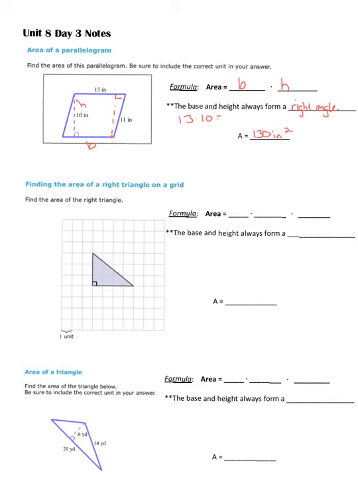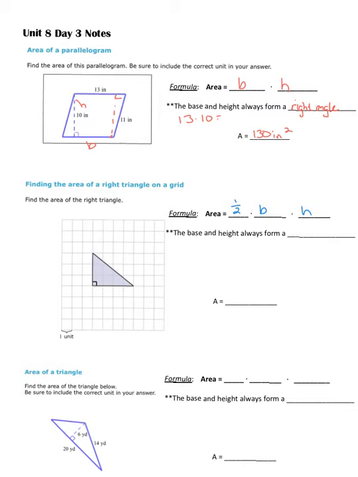Now, let's do the area of a right triangle on a grid. Now, the area of a triangle is 1/2 base times height. Now we're getting into the formulas where you're going to see B and H a lot. B being the base and H being the height. We call this small b because it is the length of the base, the distance of the base. So let's find the area of this right triangle.